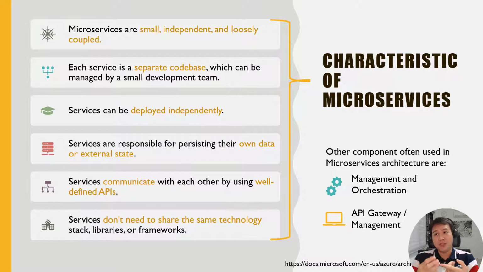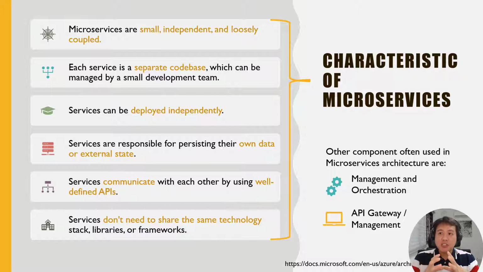First of all, the characteristic is small and independent. The second characteristic is each microservice needs to have a separate code base. The third characteristic is they can be independently deployed. Fourth, each of the services is responsible for persisting its data store. And fifth, they are able to communicate with each other with a set of well-defined APIs. And sixth, they don't have to share the same technology stack, framework, or library.